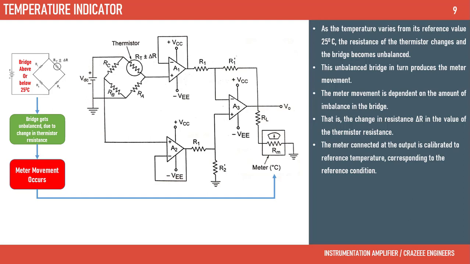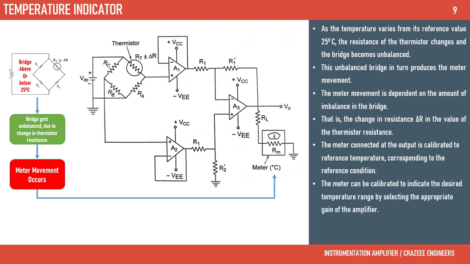The meter connected at the output is calibrated to reference temperature, corresponding to the reference condition. The meter can be calibrated to indicate the desired temperature range by selecting the appropriate gain of the amplifier. As temperature changes, amplifier output changes, and so meter movement occurs.